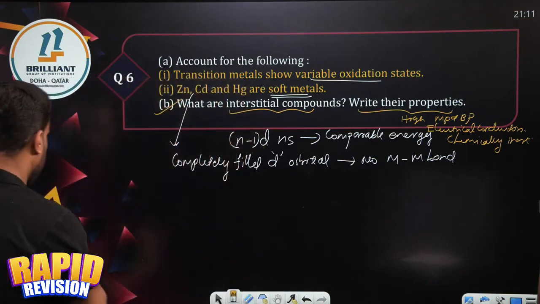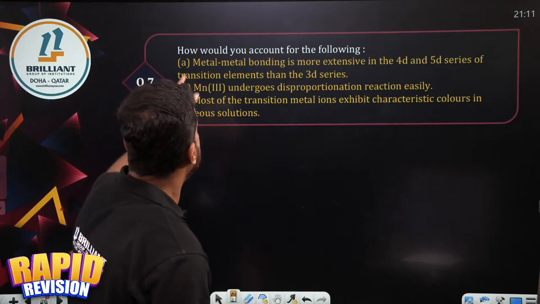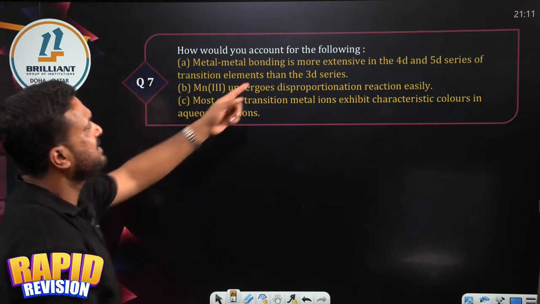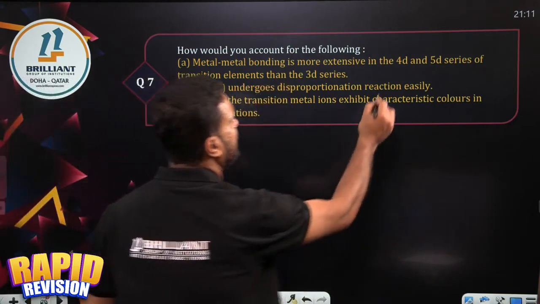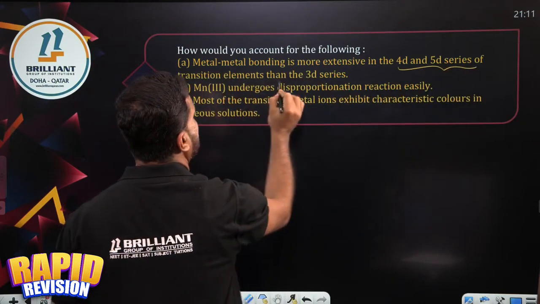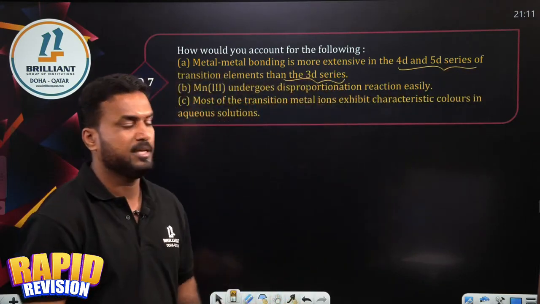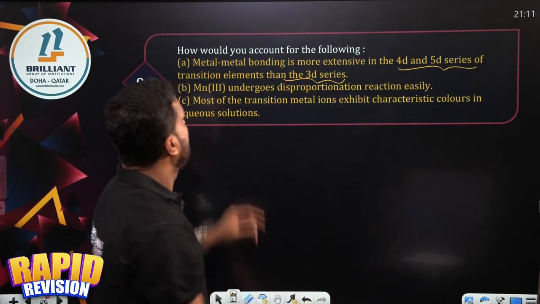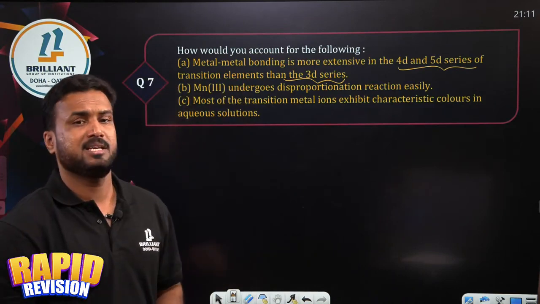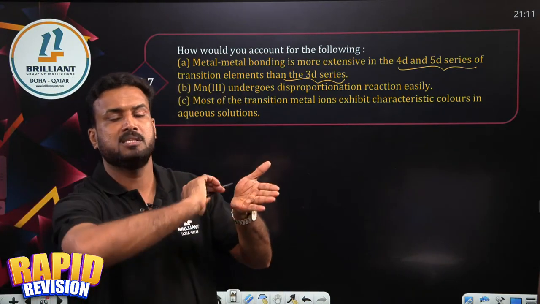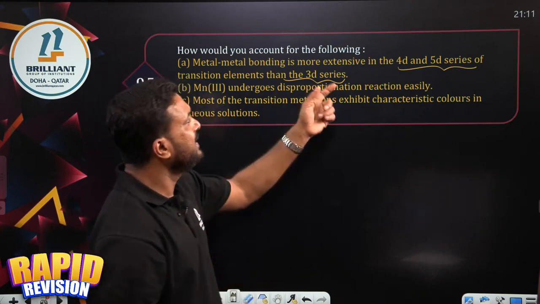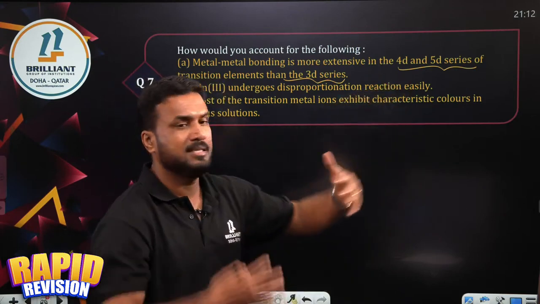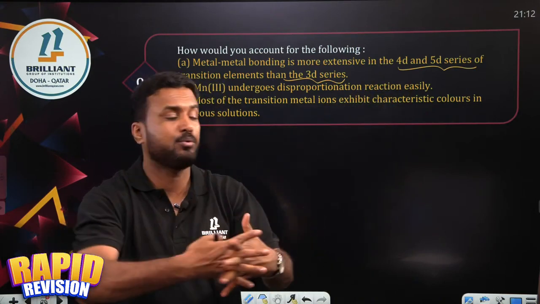Now question number 7. How would you account for the following? Metal-metal bonding is more extensive in the 4d and 5d series of transition elements than 3d. Can you answer this? What are they asking? We have the 3d series, 4d series, 5d series. When you go through these series, 4d and 5d have stronger or more frequent metal-metal bonds.